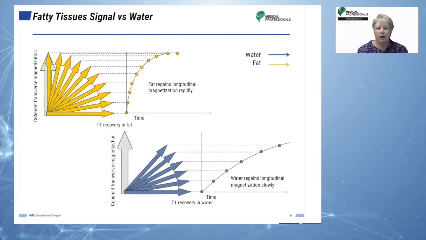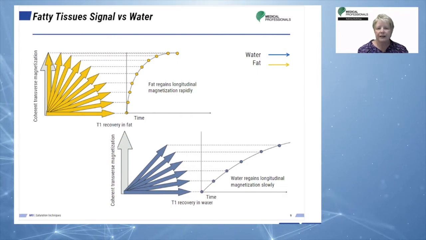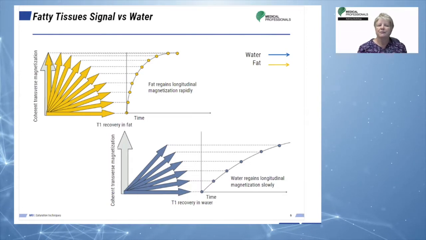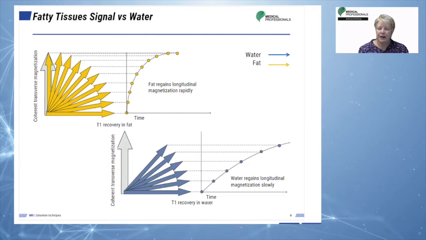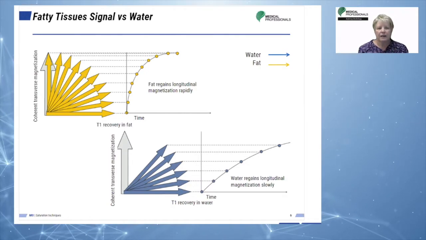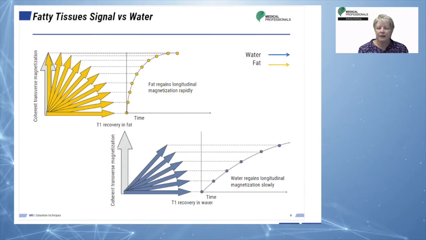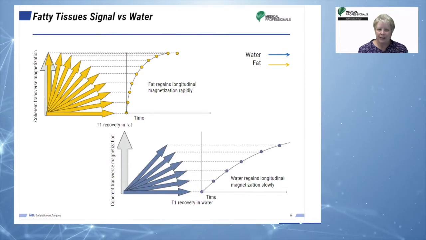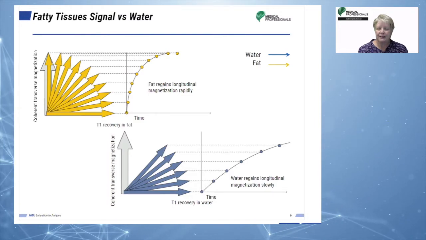There's really only one way to suppress fluid. We will discuss this technique on its own later in the module. For this reason, this section is dedicated to just fat suppression or fat saturation. As an example, the images on the slide show that fat regains longitudinal magnetization rapidly during T1, thus giving it the bright appearance as we discussed above.